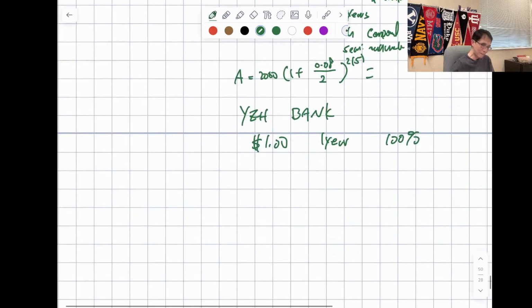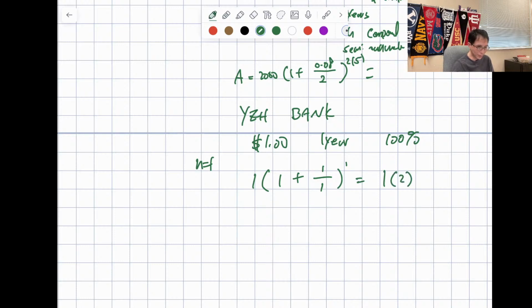So if I decide to do that, the principal is 1 times 1 plus 1 over 1, if n equals 1, and you can deposit 1 year. So that's going to be 1 times 2, equal to $2. So after 1 year with 100% interest rate, Mr. Ye is going to give you back $2.